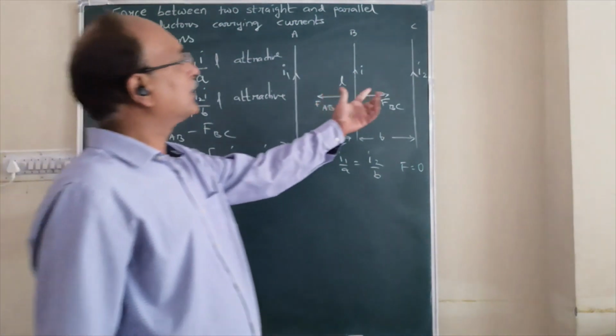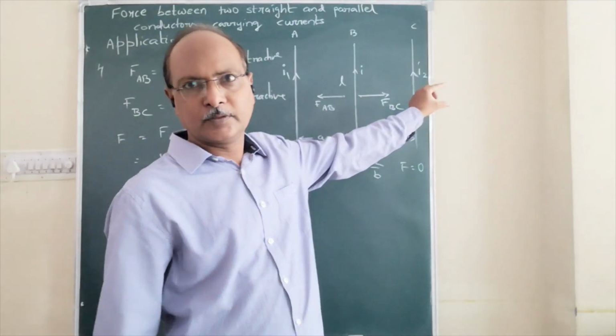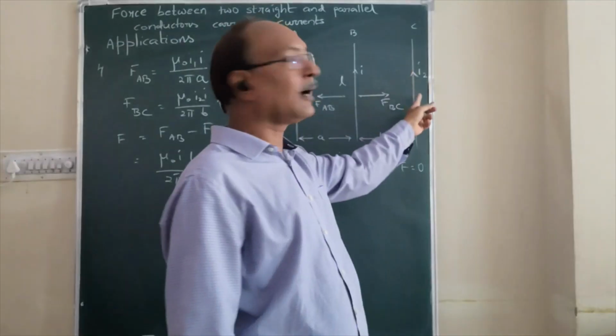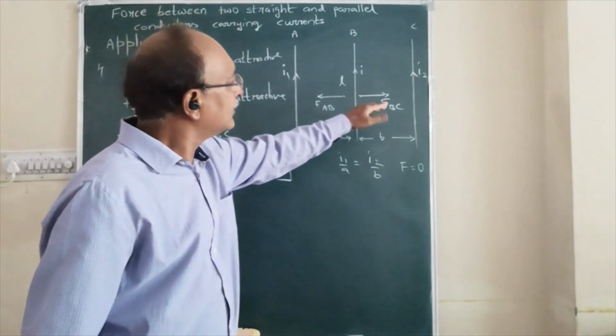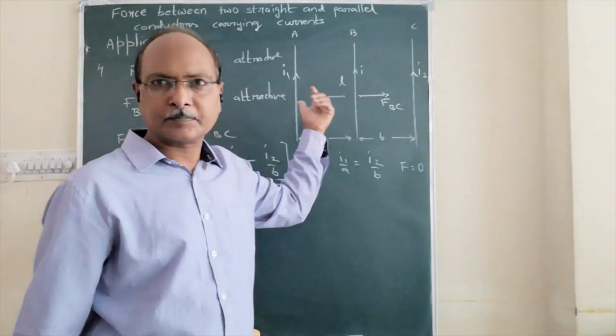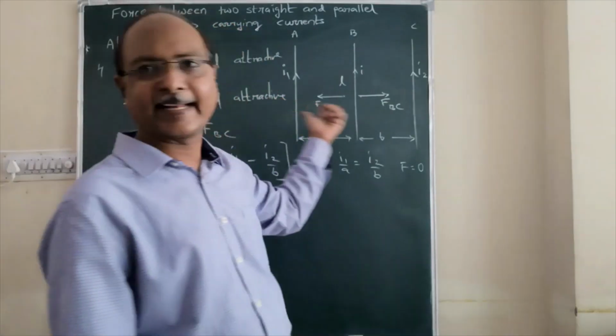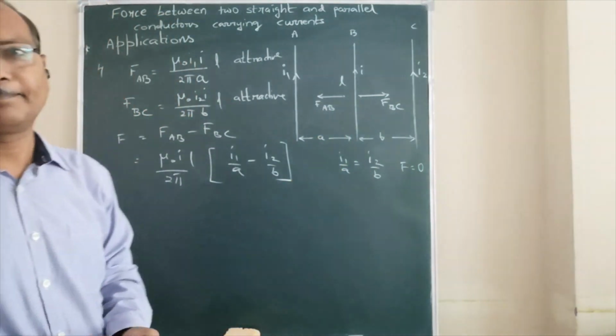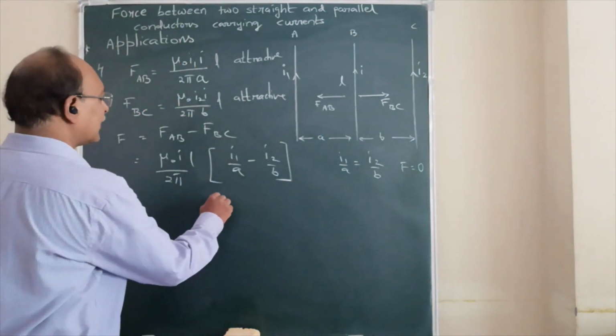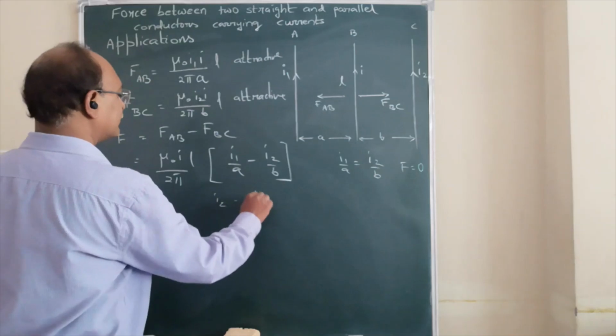In case the current is opposite, this current is opposite, then this will be repulsive force. So repulsive force will be in this direction. Then we will be added. So here for I2 is opposite.